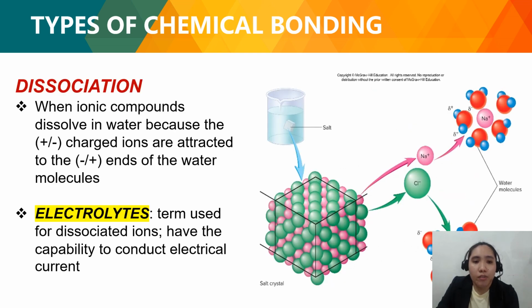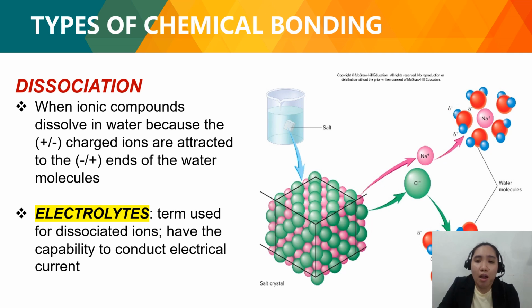Next, you have your dissociation. So dissociation happens when ionic compounds dissolve in water because the positively or negatively charged ions are attracted to the positive or negative ends of the water molecules. So, ito yung kapag nagde-dissolve kayo ng salt into water or kaya yung kape sa tubig. So, what happens is that all of the molecules within those granules dissociate or naghihiwalay sila.